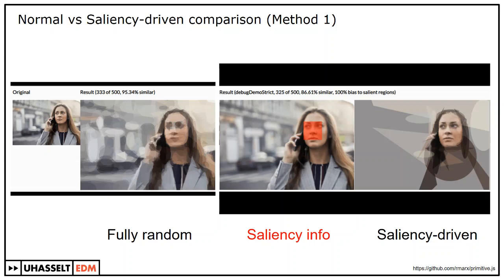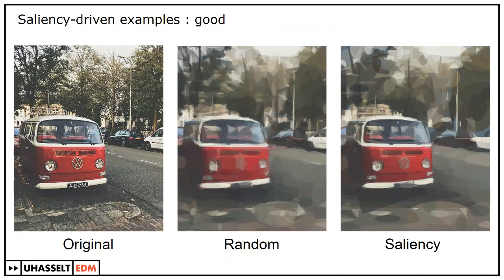As you can see on the top, we have 100% bias towards only using the salient regions. We can balance this out a bit more and make sure that the background also gets a little bit of detail, of course. And so we can show a couple of examples. For example, here, the salient version puts a little bit more emphasis on the Volkswagen bus. This is a good example, but it's not fantastic.